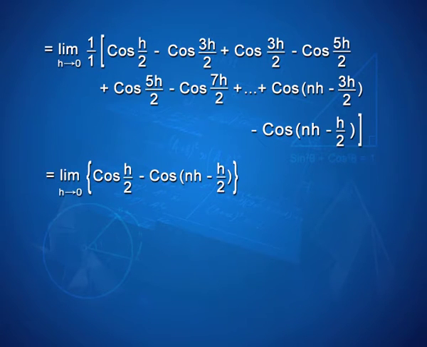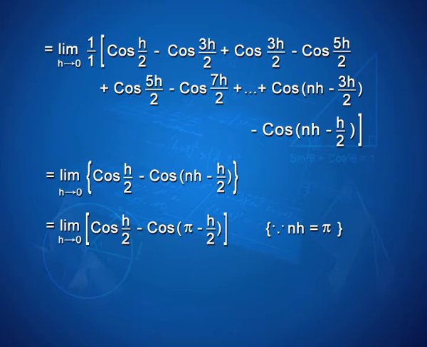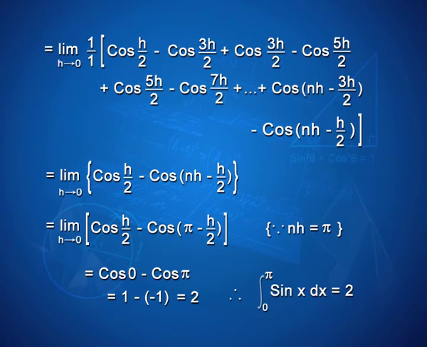That is equal to limit h tends to 0 of cos h upon 2 minus cos of n h minus h upon 2, that is equal to limit h tends to 0 of cos h upon 2 minus cos of pi minus h upon 2, since n h is equal to pi, that is equal to cos 0 minus cos pi, that is 1 minus of minus 1, that gives us 2. That means, integral 0 to pi sin x dx is equal to 2.